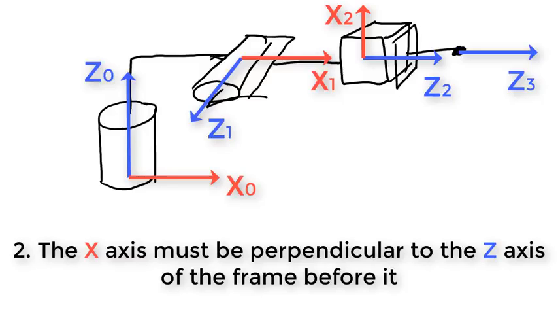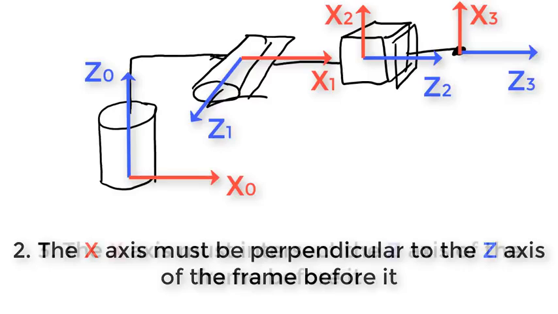Okay, finally let's apply Rule 2 to frame 3. I have to draw x3 so that it is perpendicular to z2. So I can choose up, down, into the page, or out of the page. I'll choose up because I know that anytime I can keep the axis directions the same as the last frame, my math in the end will be simpler. Okay, so now we've gone through two rules. 1, z must be the axis of rotation or the direction of motion, and 2, x must be perpendicular to z of the frame before it.